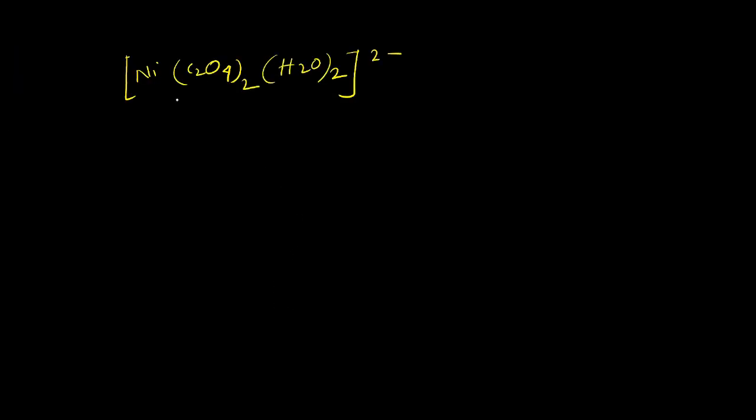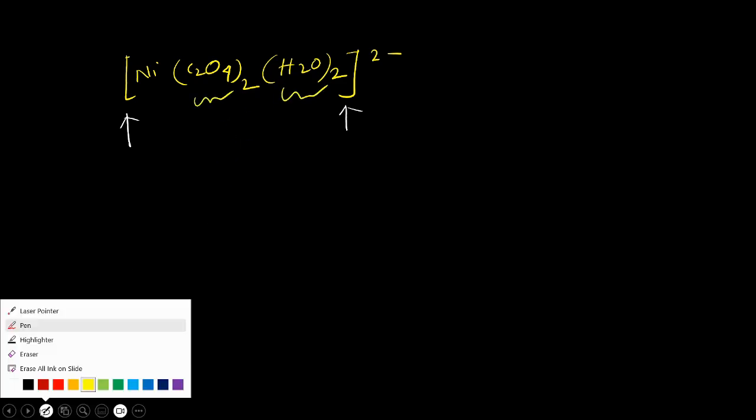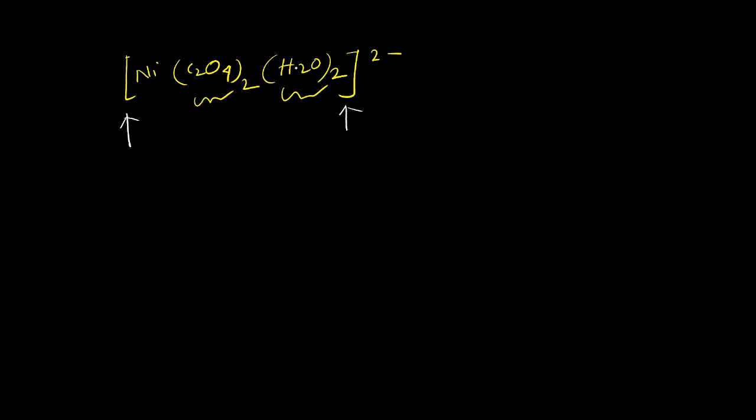Next example is this one. This is the square bracket, you all know, and this is a ligand. This is also a ligand, but there is a little difference between the two ligands. This is a neutral monodentate ligand, so its charge is 0. This is a bidentate ligand and it has -2 charge because it is oxalato, right?